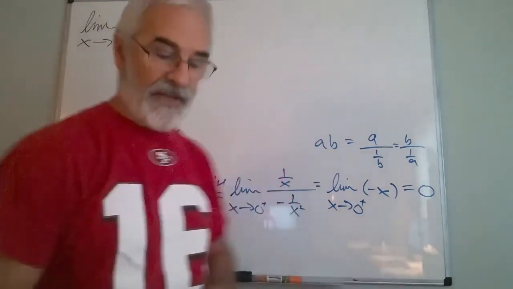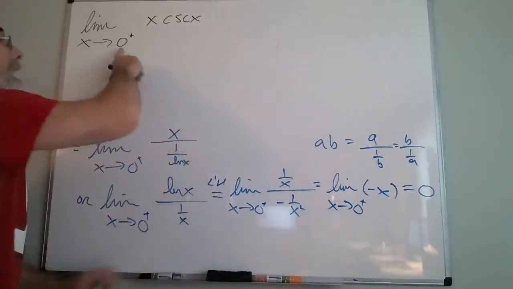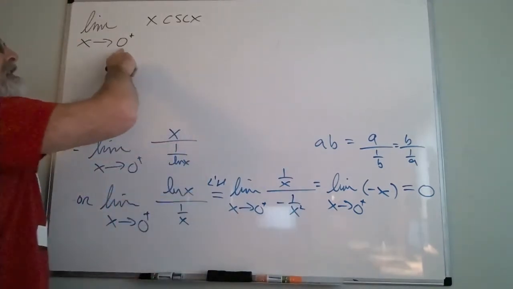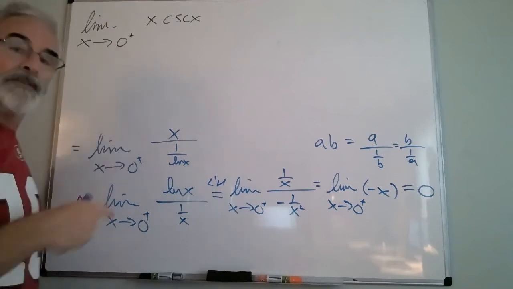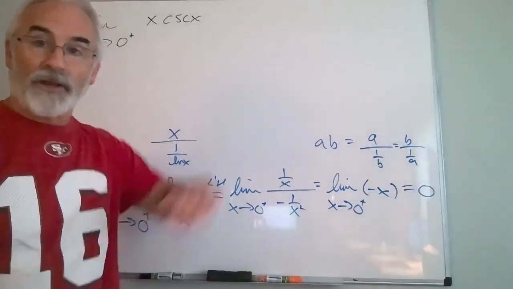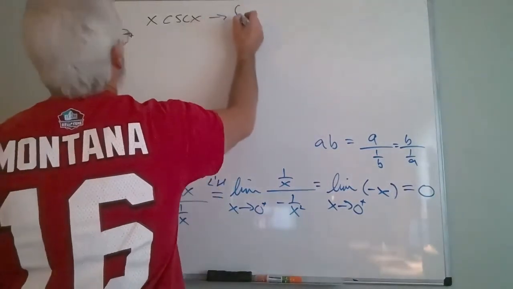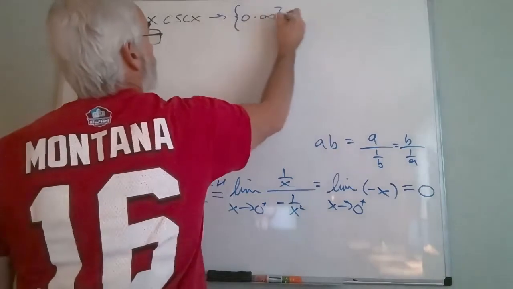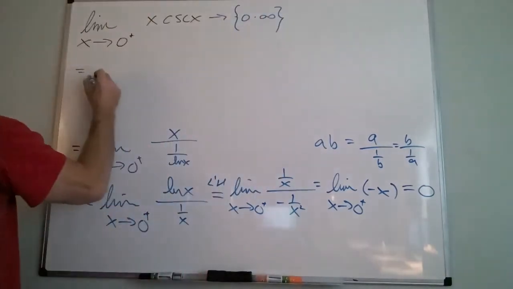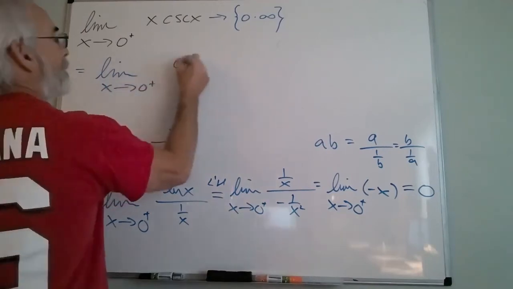Now, in the last example, we made that easy. And by the way, cosecant of zero is undefined because sine of zero is zero. Oh, so cosecant is actually growing without bound. So this is the form, by the way, zero times infinity. So in the last example, we just moved the x downstairs. So let's do that again.